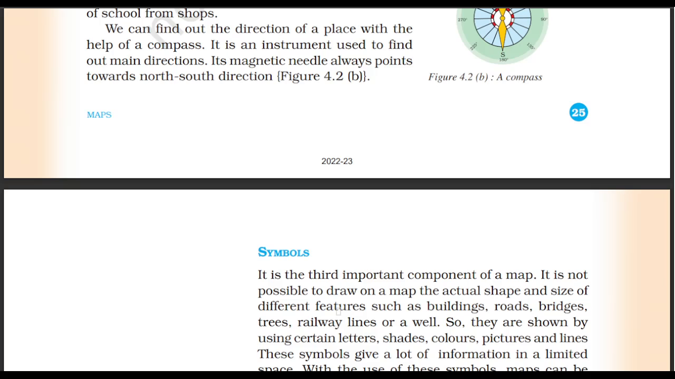We can find out the direction of a place with the help of a compass. It is an instrument. What is a compass? It is an instrument used to find out the main directions. Its magnetic needle always points toward the north-south directions.